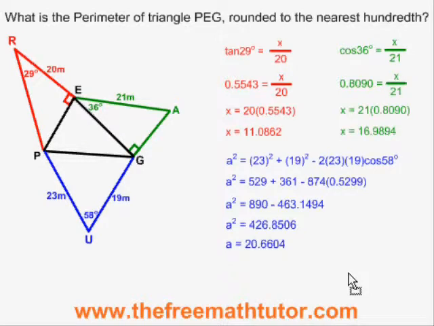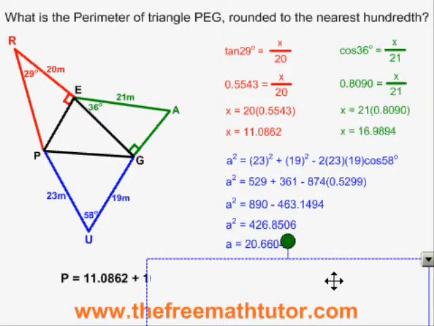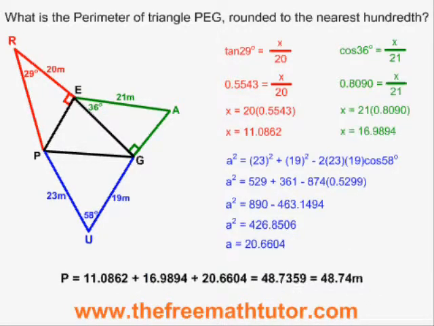Finally, I have to find the perimeter of triangle PEG by adding these 3 values together. And I get a total of 48.7359 rounded off to 4 decimal places.